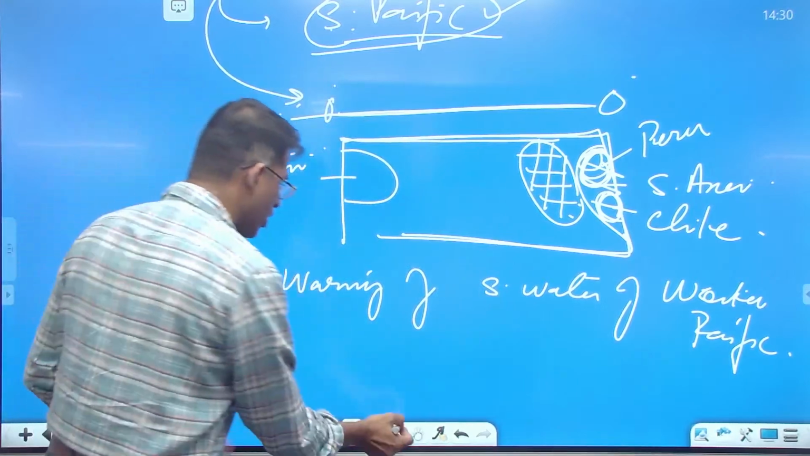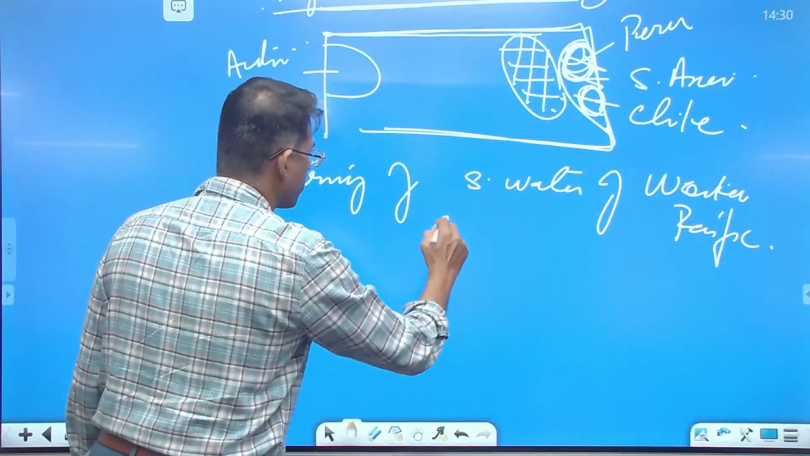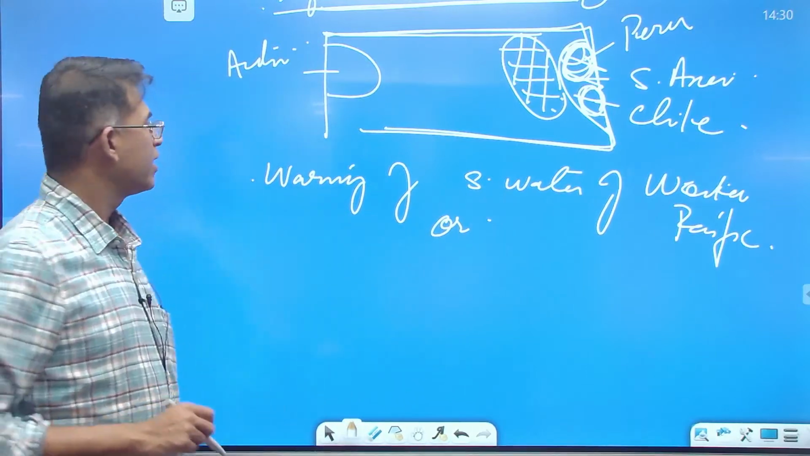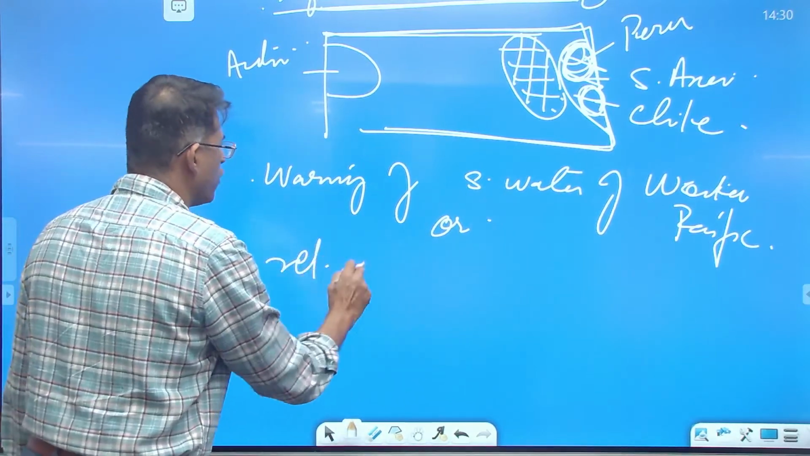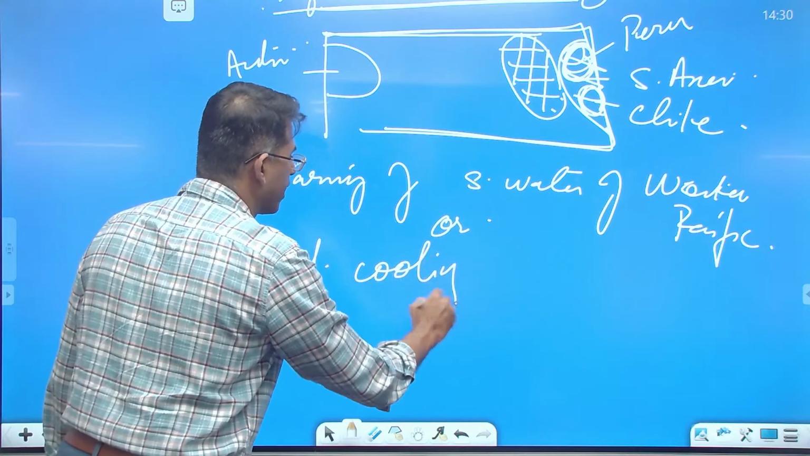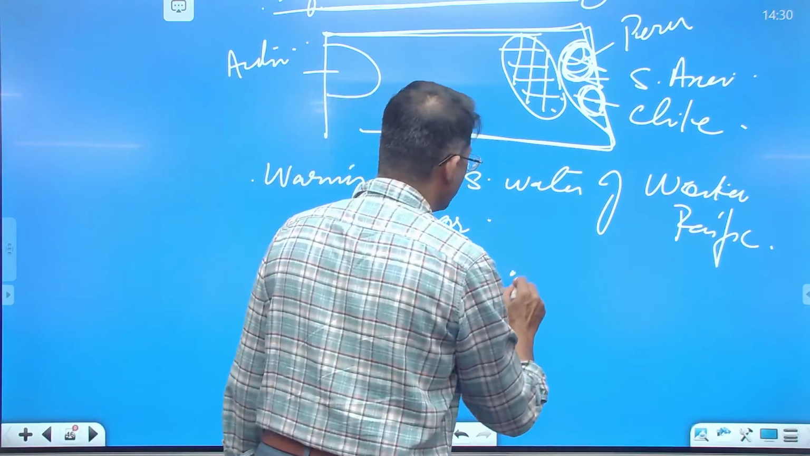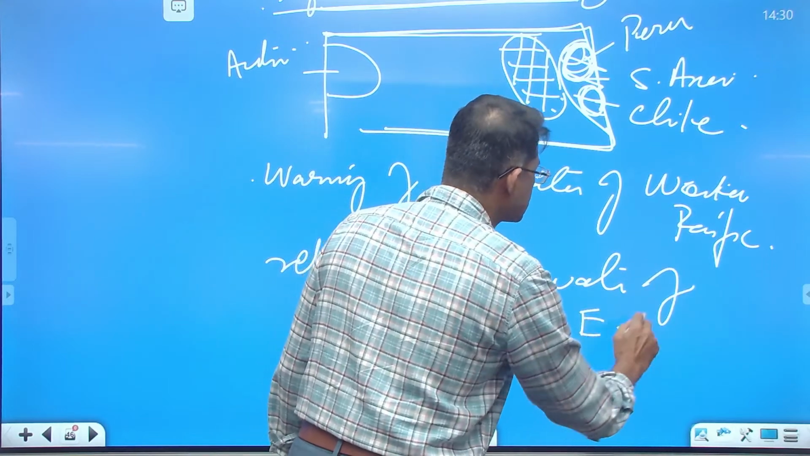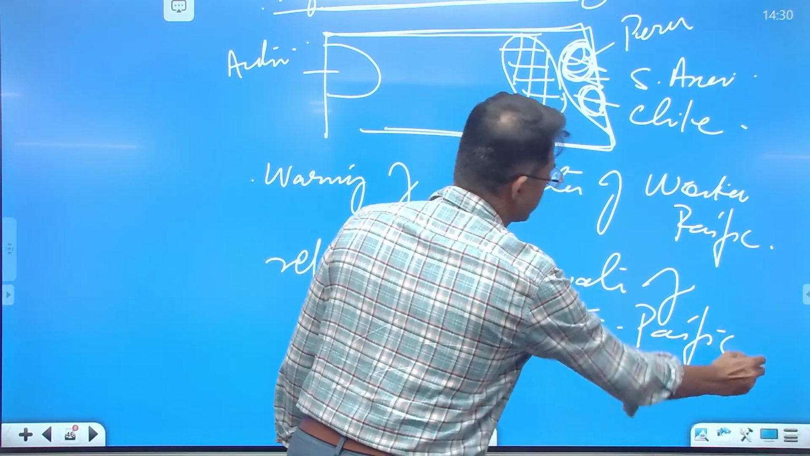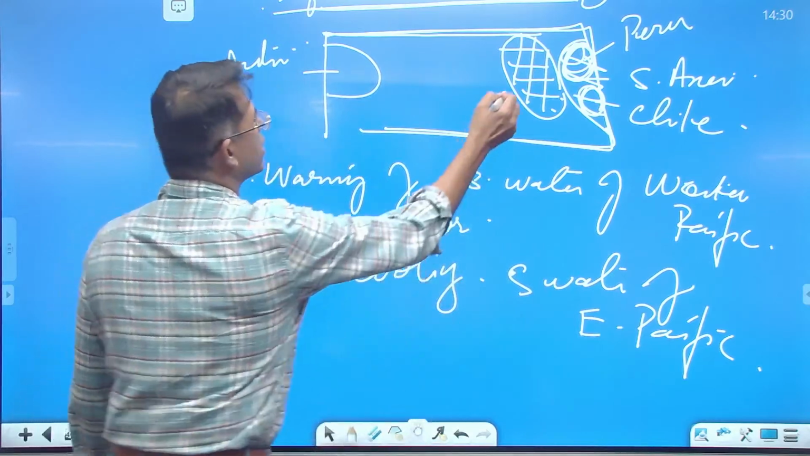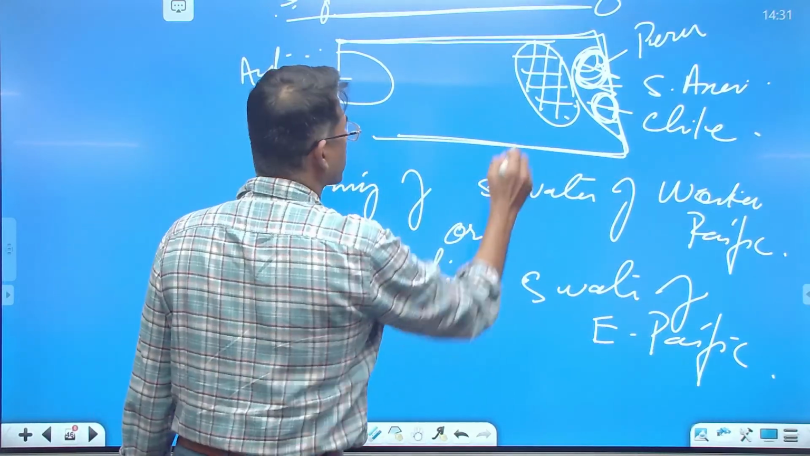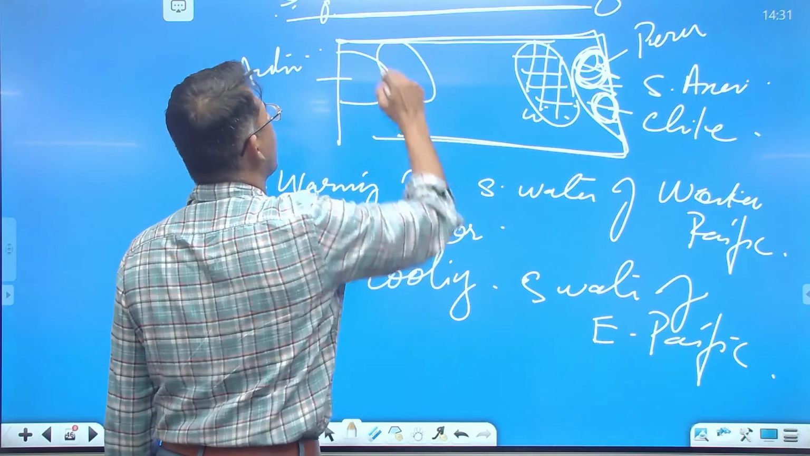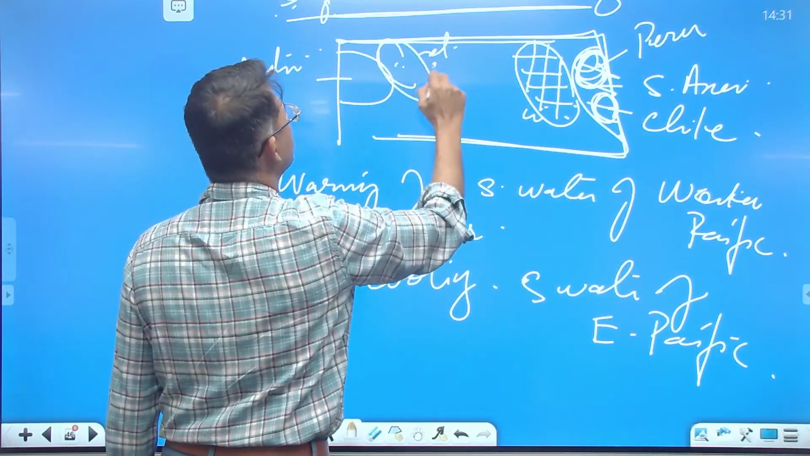Or you can say that there is relative cooling of the southern waters of the Eastern Pacific. It's the same thing. Either you say that this water gets warm, or say this water gets relatively cooler.